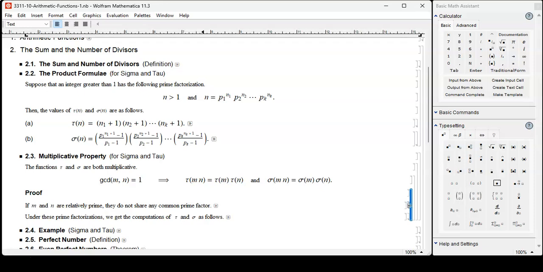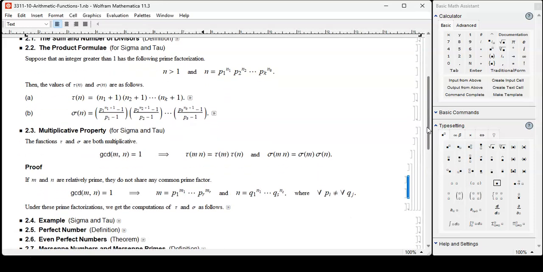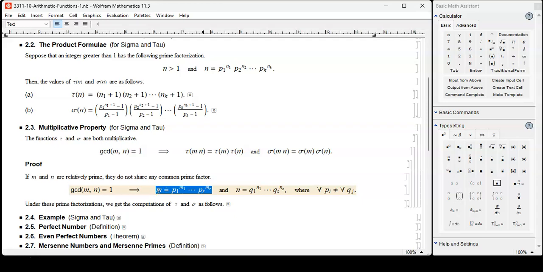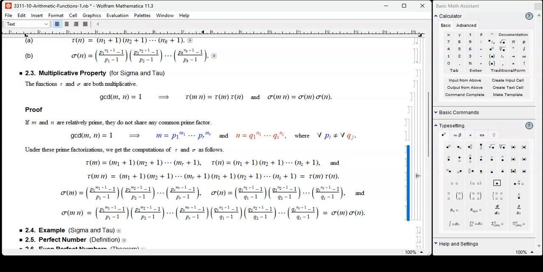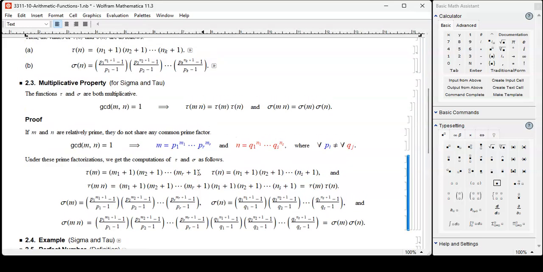The proof is actually very, very easy. m and n are relatively prime, so m can be decomposed like this with p's, and n can be decomposed like this with q's, where p's and q's are all different. They're all different. They don't mix up. No overlap. If there is, then m and n will not be relatively prime anymore because they're going to be sharing a prime factor.